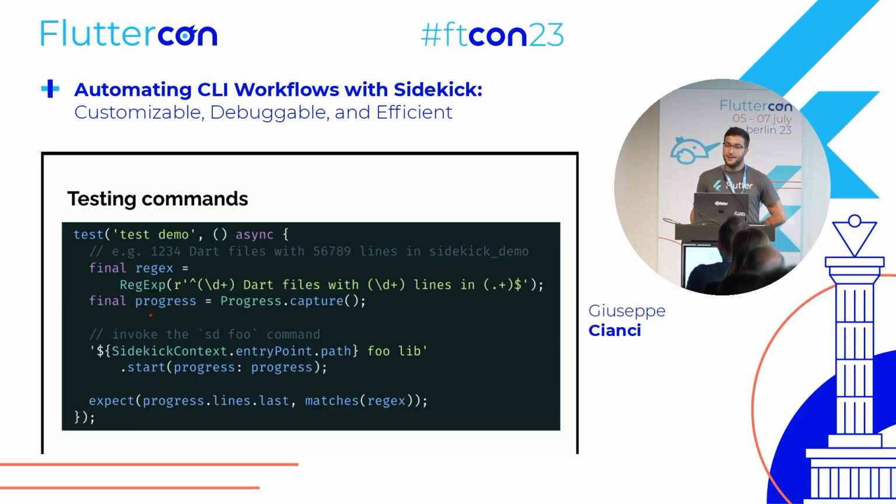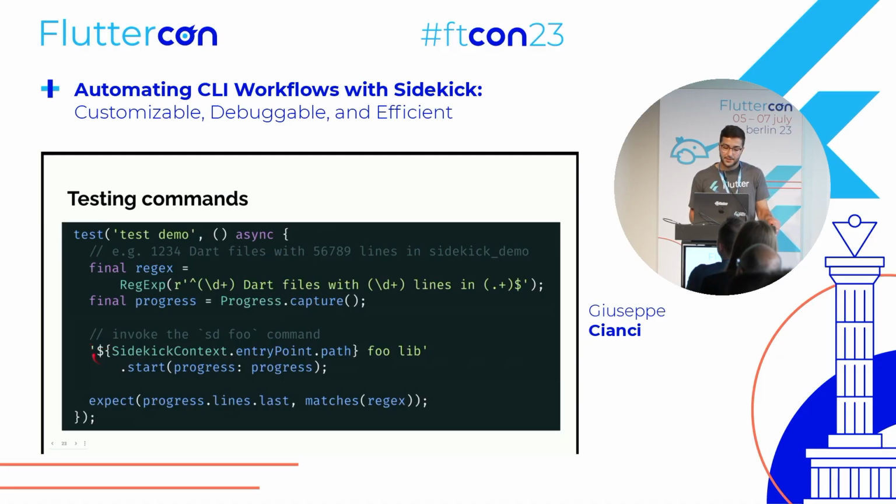Another cool thing that having a Dart CLI with Sidekick enables us to do is testing commands. And we should always do that because we're being good developers. So this is really easy with Sidekick. Let's say I want to write a test which checks that the right message is printed, that it's formatted in the right way. I'm just defining a regex here, which matches the message. A number of Dart files with a number of lines in path should be printed.